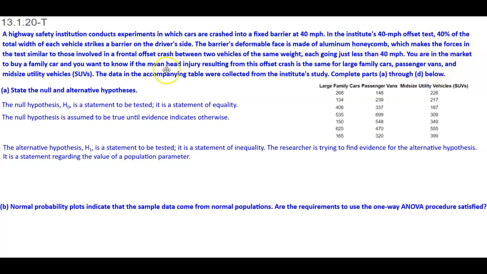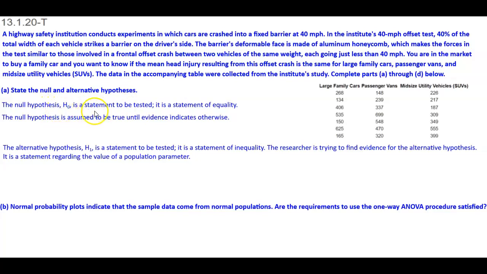You are in the market to buy a family car, and you want to know if the mean head injury resulting from this offset crash is the same for large family cars, passenger vans, and mid-size utility vehicles, SUVs. The data in the accompanying table were collected from the Institute study. So here is our table. We have large family cars, passenger vans, and SUVs. So we want to state the null and the alternative hypothesis for Part A.